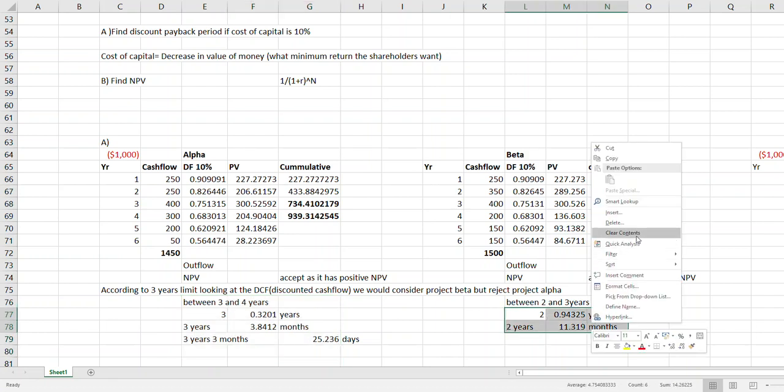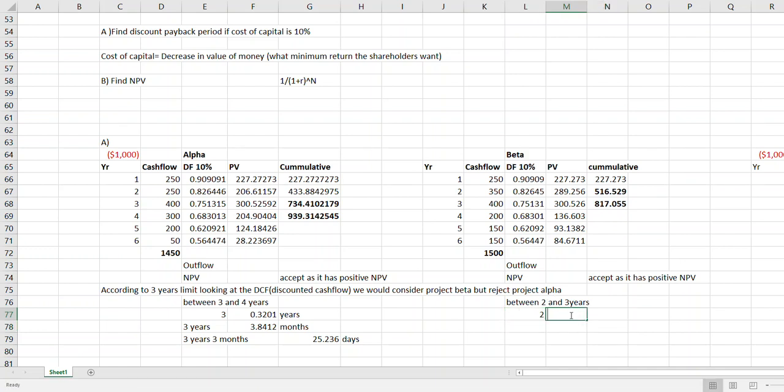So if you want to know exactly how many years, we have 2 years, and 800 is total needed minus 500, divided by 300, 2.9 years. For 2 years, calculate this into months, 11.3 months. Or if you want to be more specific, 2 years, 11 months, and 9.5 days.